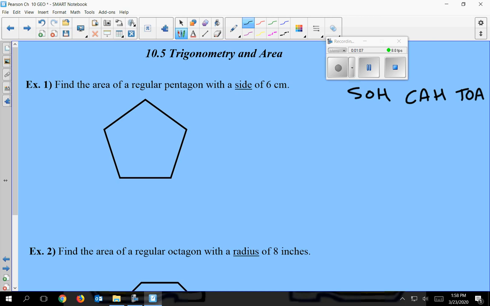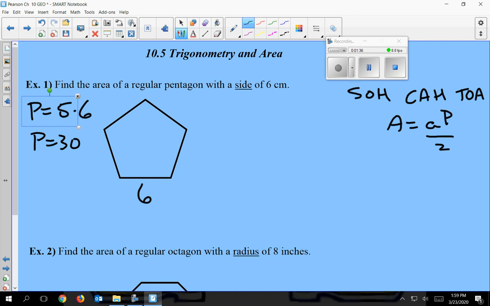On this one, just take what they're giving us. They're telling us that the side length is 6. And remember, over here to the side, to get the area of a polygon, it's going to take the apothem times the perimeter, and I like to divide that by 2 instead of multiplying by 1/2. So right off the bat, I need the perimeter. I know that this is a pentagon, so there's 5 sides. I can multiply that by the side length of 6. So right now I've got half of what I need. I've got the perimeter being 30, okay?